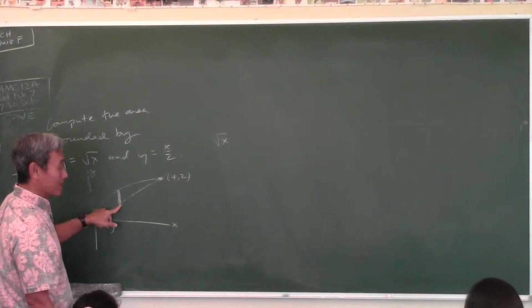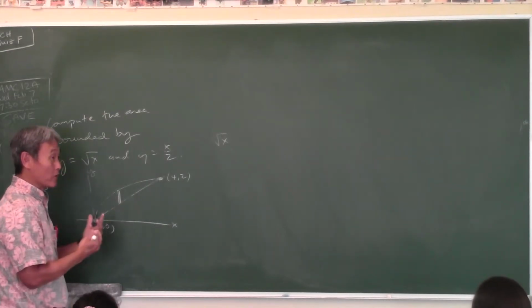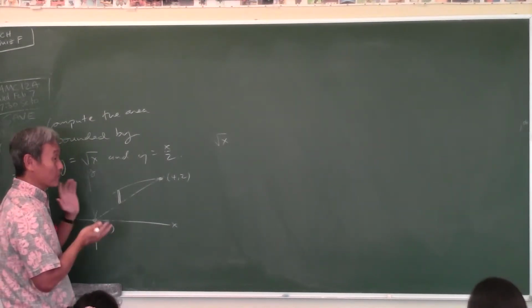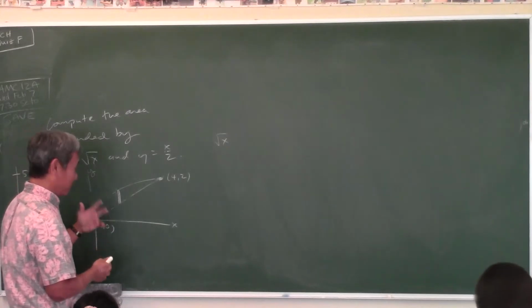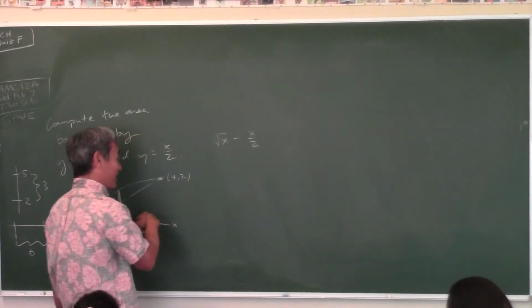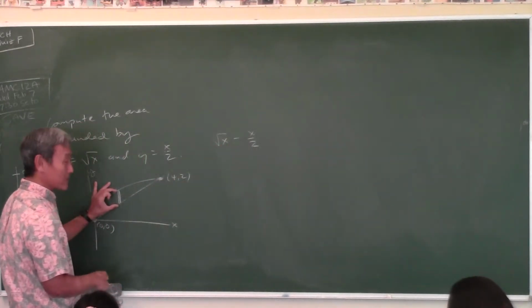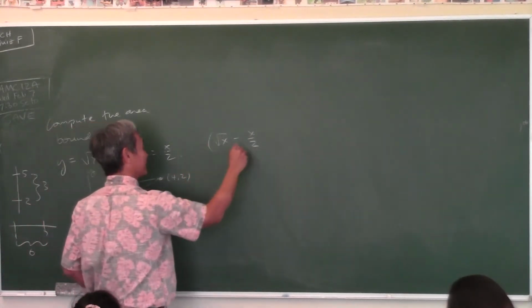What is the bottom? X over 2. In other words, you have to know which graph is on the top and which graph is on the bottom. Otherwise, you're done for. Which means you have to be able to draw the graph. So right there, top minus bottom, that represents the length of this rectangle.